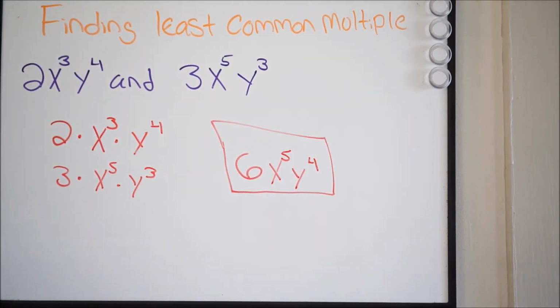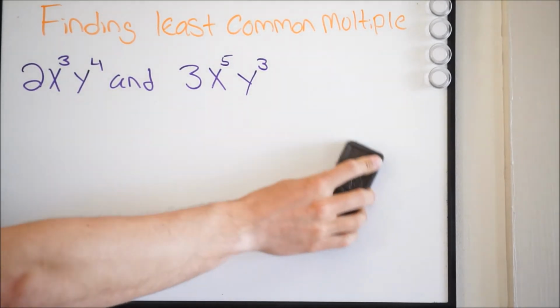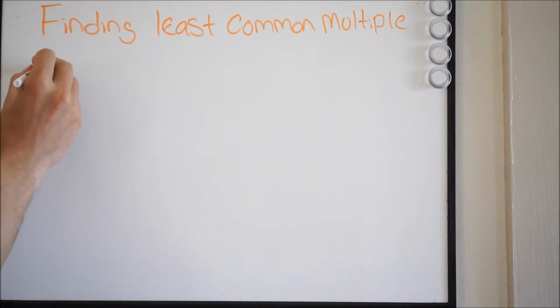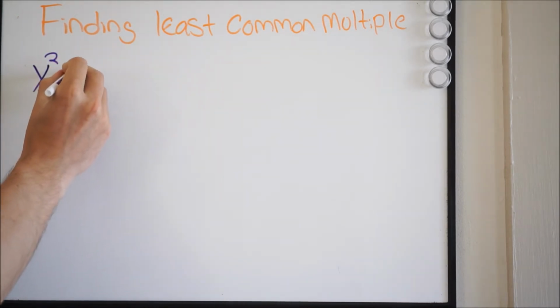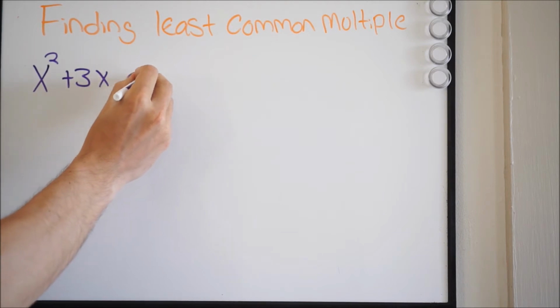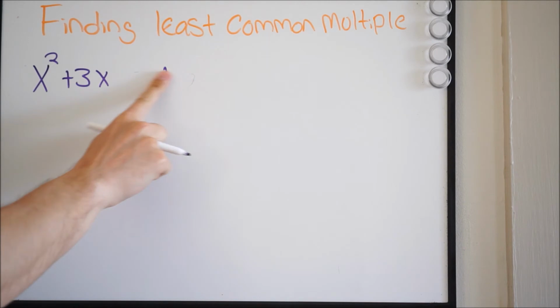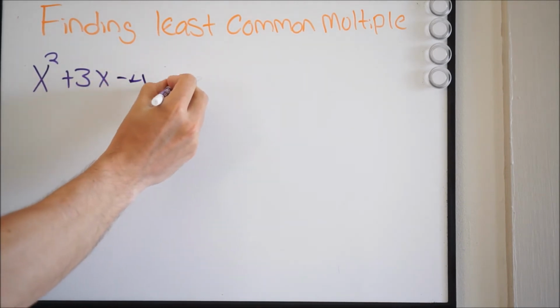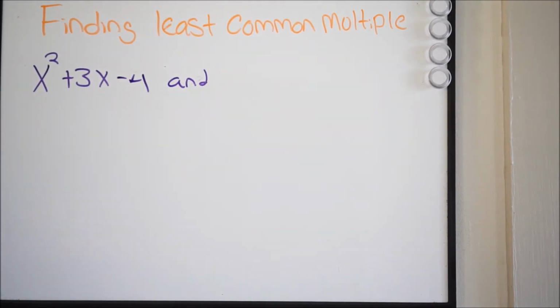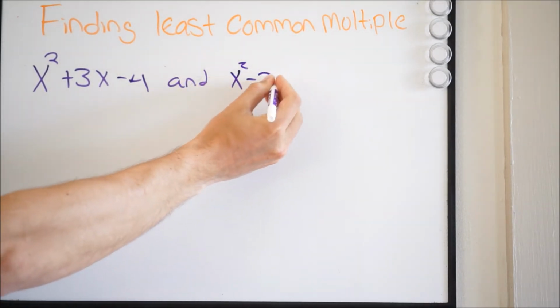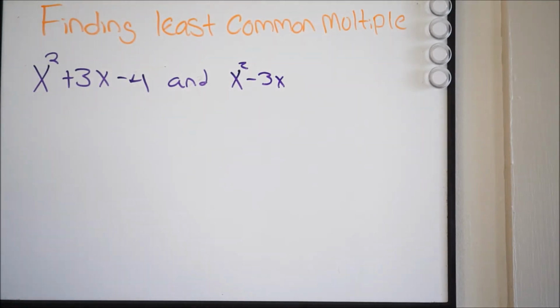So that one is done. Let's try another. Alright, so we have the following: x squared plus 3x, actually let's do minus 4 here, sorry. Minus 4. And we'll have x squared minus 3x, and this will be plus 2.